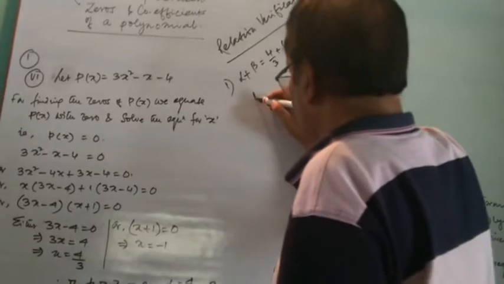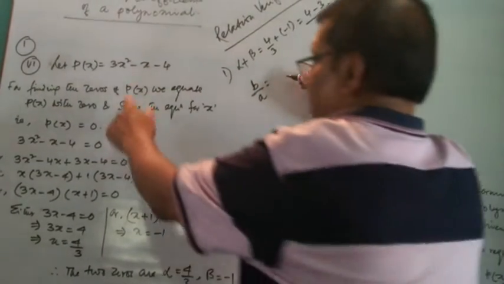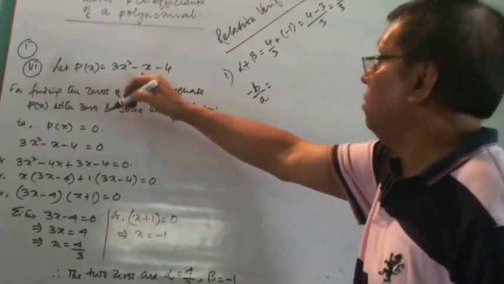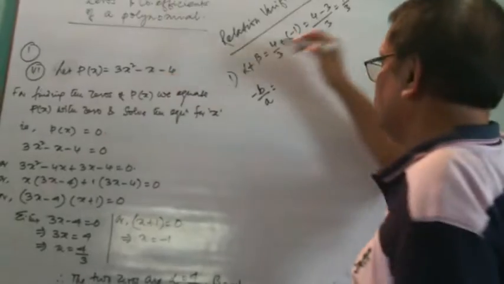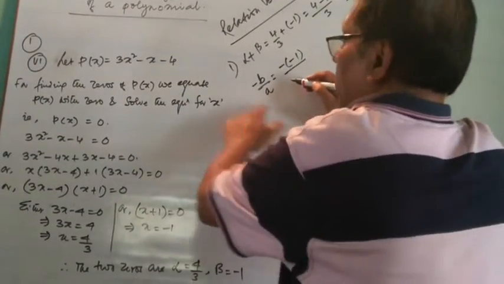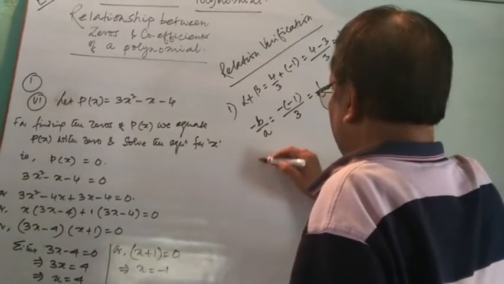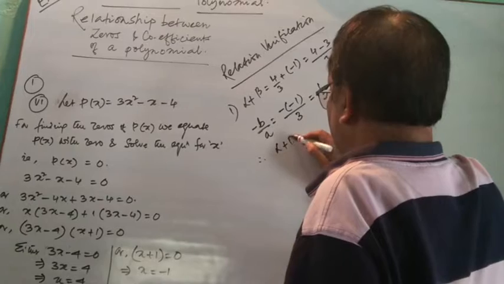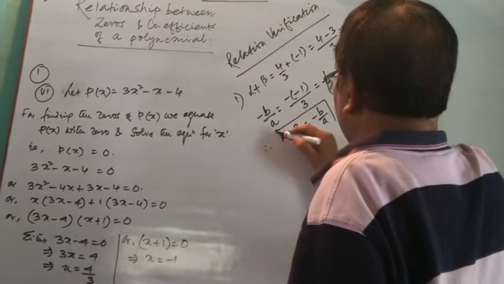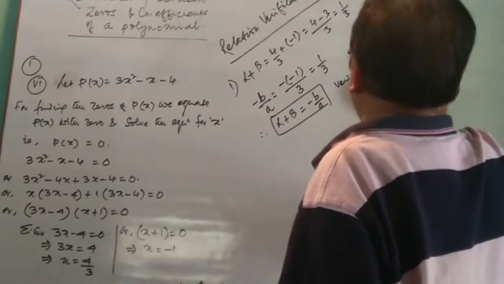Now you find out −b/a. b is the coefficient of x. What is the coefficient of x over here? −1. So minus of −1 divided by the coefficient of x², that is 3, that is 1/3. Therefore, alpha plus beta is equal to −b/a, verified. The first relation is verified.